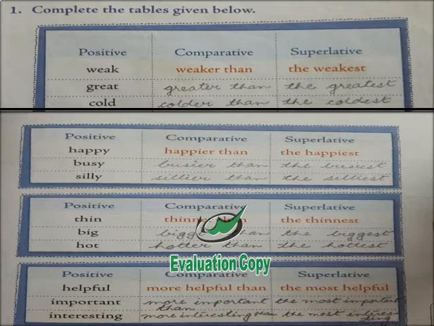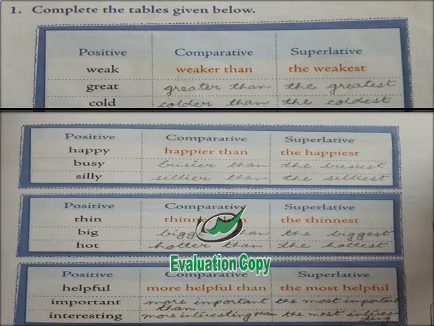The first one that is given to you is a 1 syllable word. See, weak, weaker than, the weakest. You are just adding ER and EST. Great, greater than, the greatest. He is the greatest. The largest. Cold, colder than, the coldest. He is the coldest.